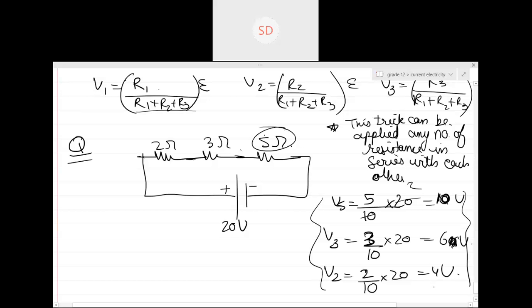So can you see what is the current across this? 10 divided by what is the resistance? 10 divided by 5. 10 divided by 5 is 2 ampere. 6 divided by 3 is 2 ampere. 4 divided by 2 is 2 ampere. So can you see, you can find the current as well.